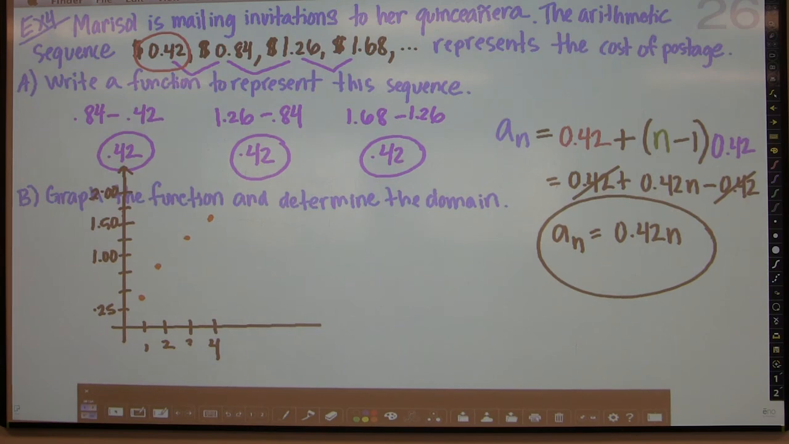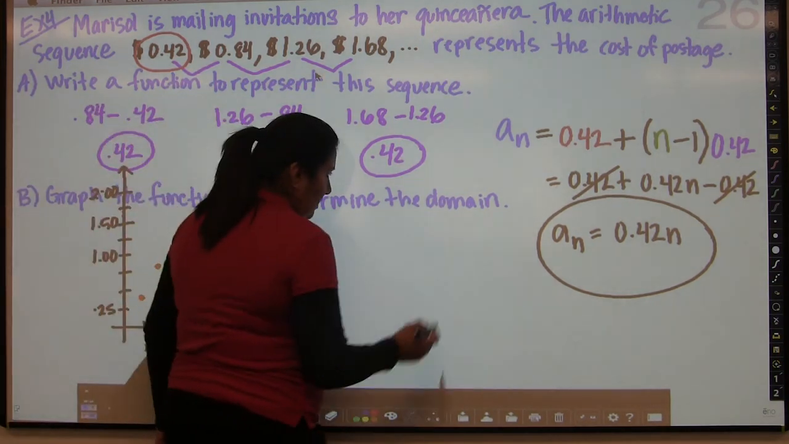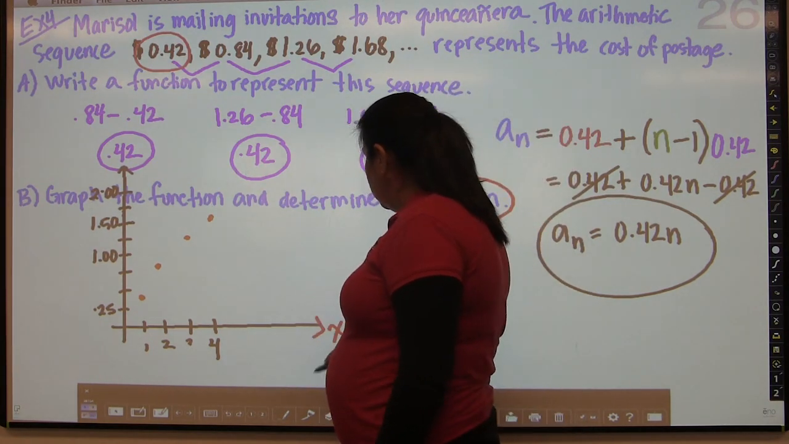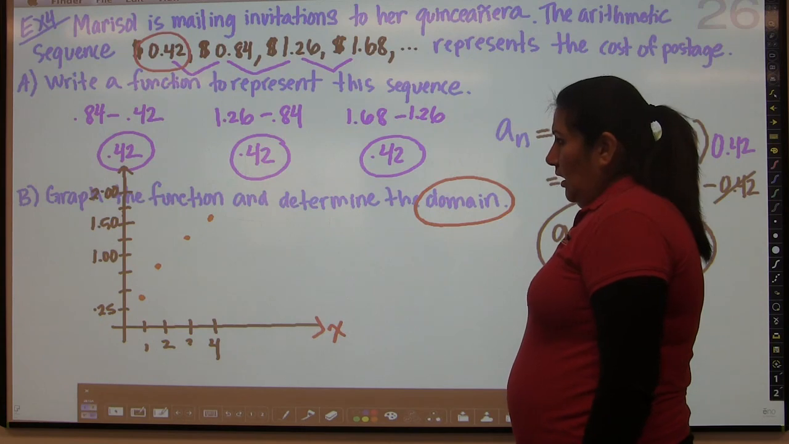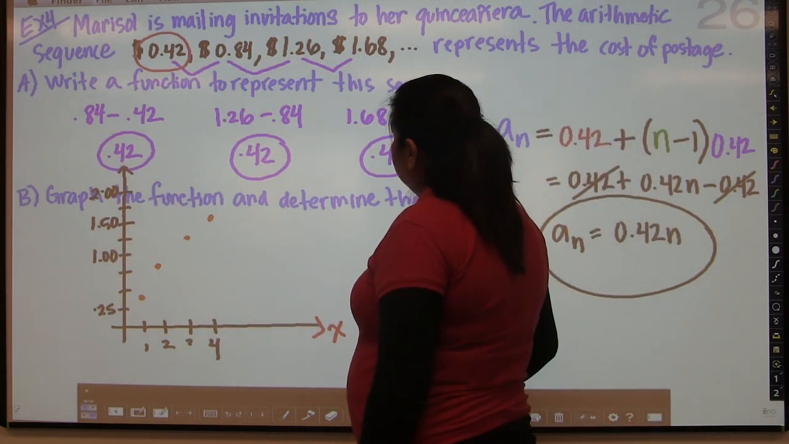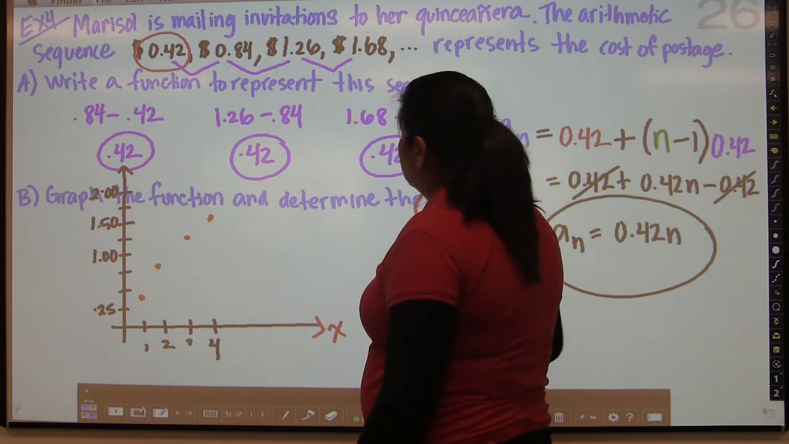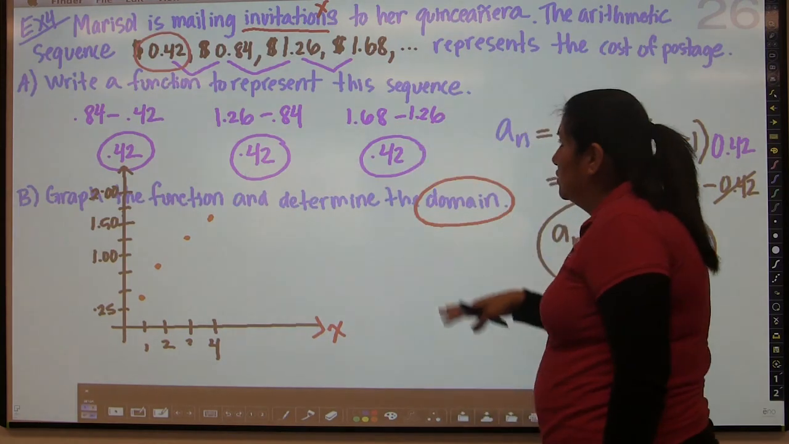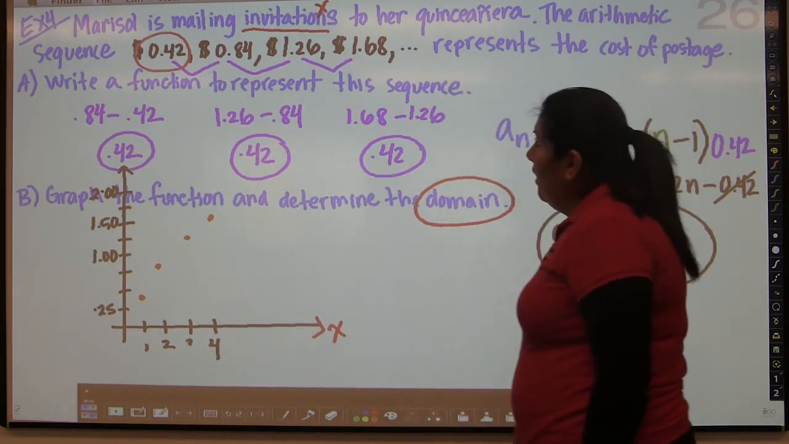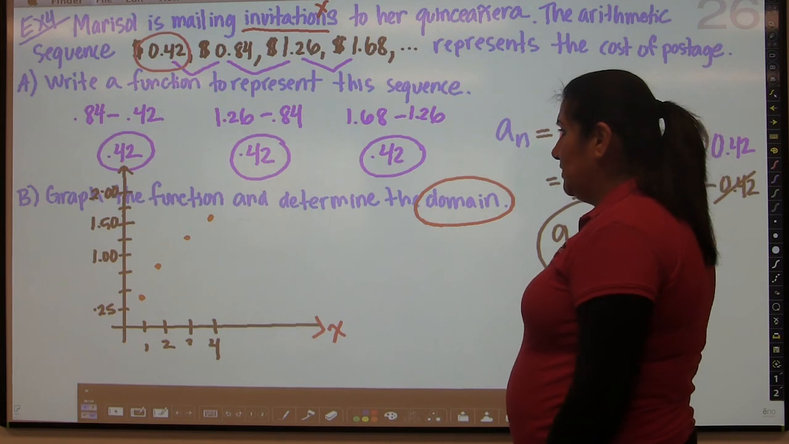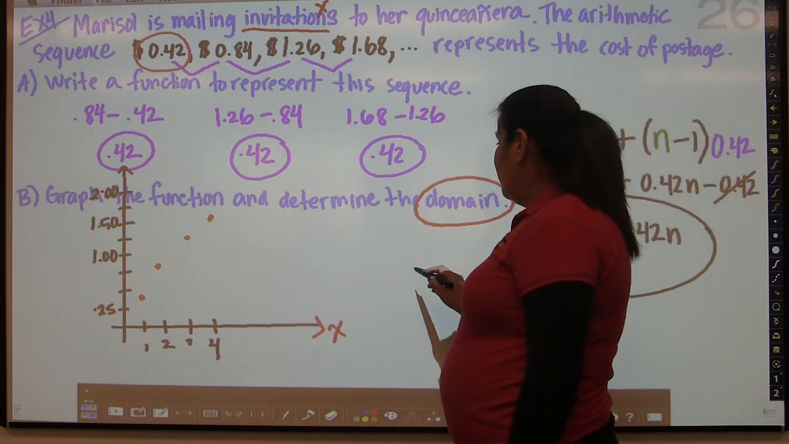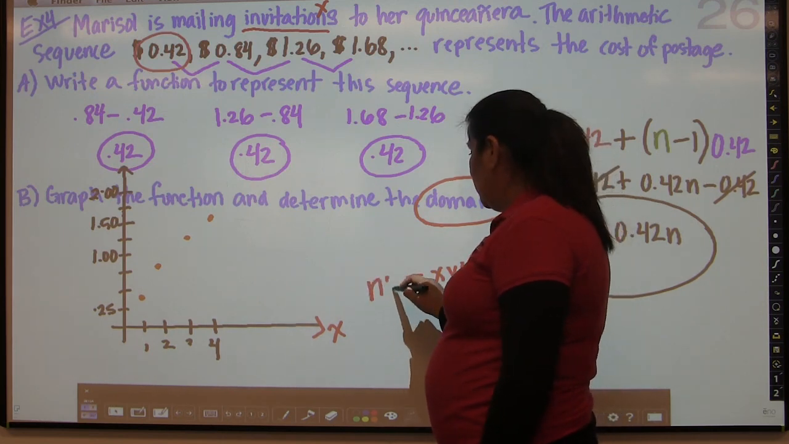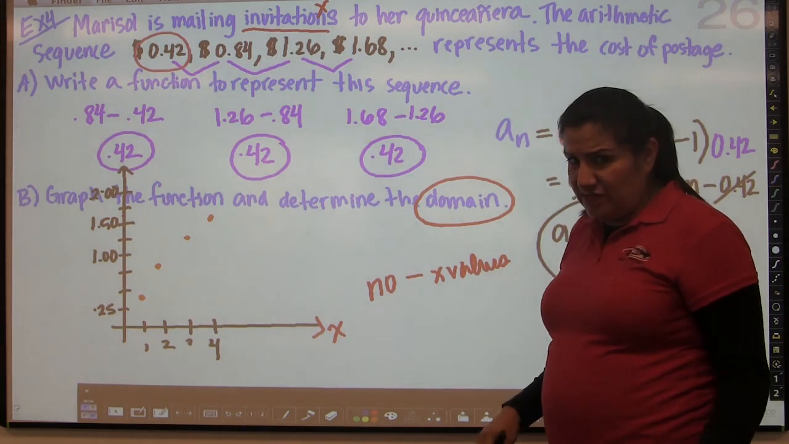And then it says to talk about the domain. So I want to do that real quick. The domain of this function. Domain is basically the input values, the x values. And so in this case, the x values represent the invitations. How many invitations? 1 invitation, 2 invitations, 3 invitations, and so on and so forth. So the domain in this case has to be integers. In other words, we don't want to have negative x values. Okay, no negative x values, because that would imply that she has negative invitations. It doesn't make any sense.